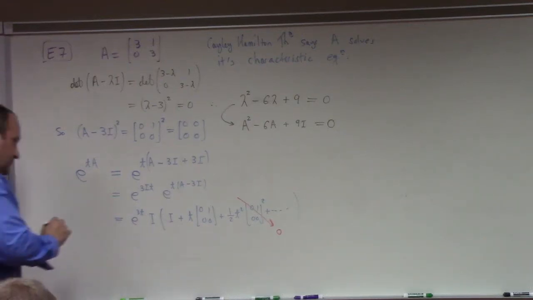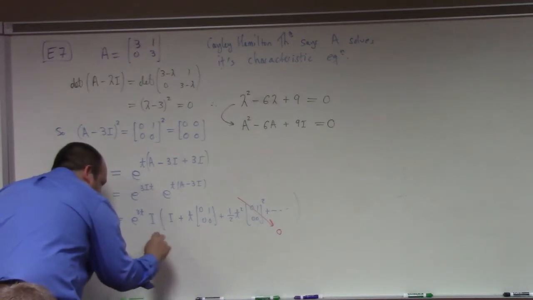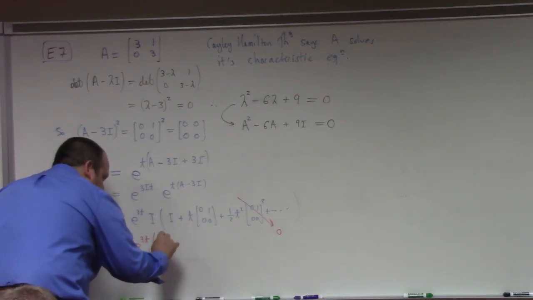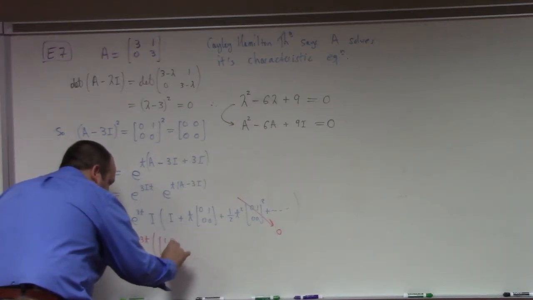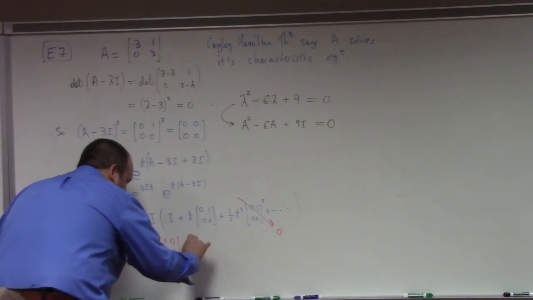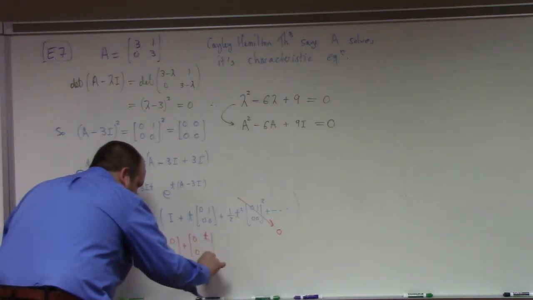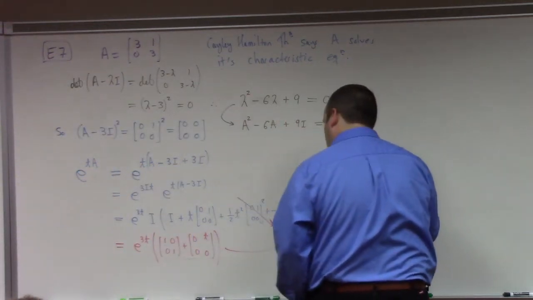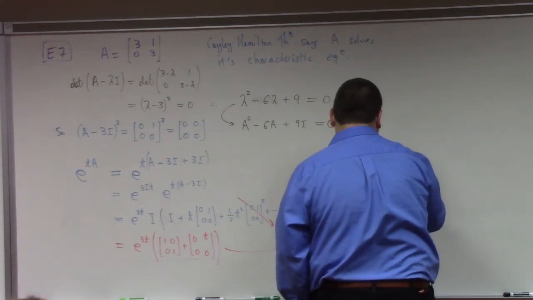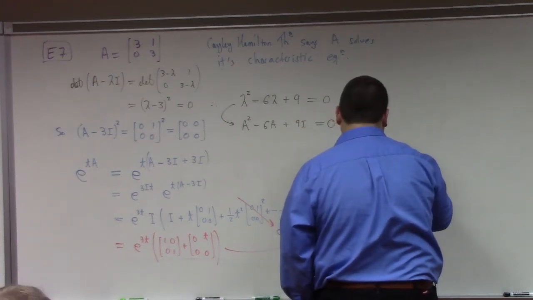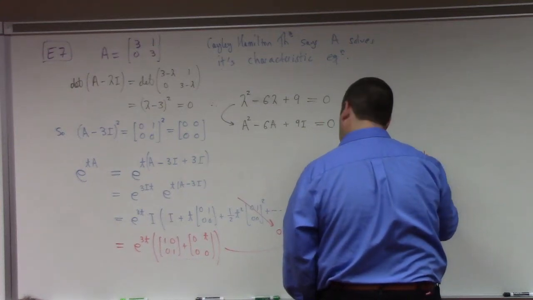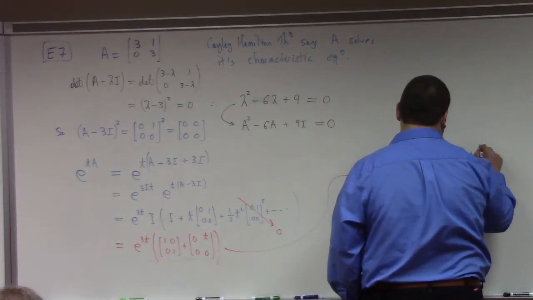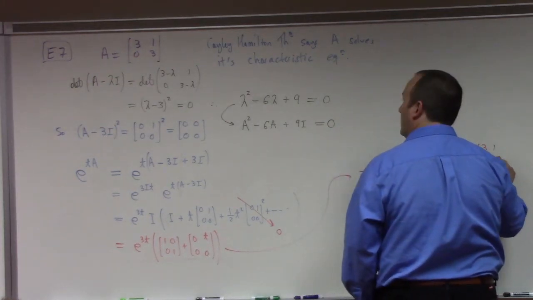So just to wrap it up here, I have e to the 3t times 1, 0, 0, 1 plus 0t, 0, 0, which I can rewrite as e to the 3t times 1, t, 0, 1. There you go. That's e to the t times 3, 1, 0, 3.